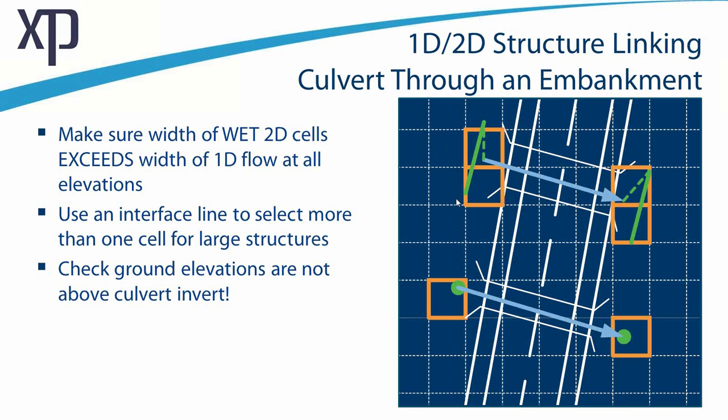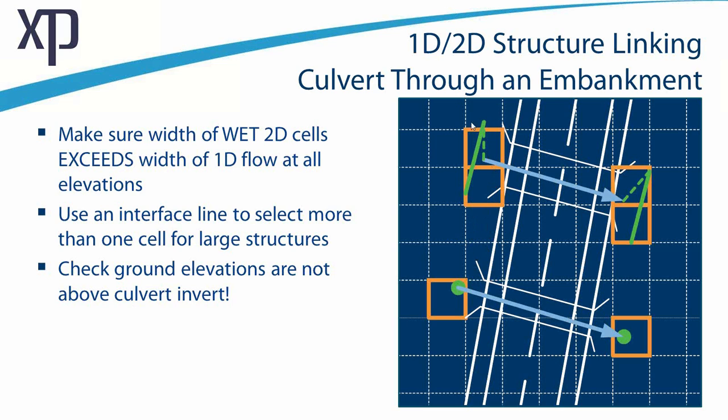So just ensure that if you select enough cells, as demonstrated on the top there, that the width of your 2D cells, and this is your wet 2D cells, so if there's dry cells in there, they're not included, the width of your wet 2D cells at various flow elevations is greater than the width of your structure. So you may need to use a line rather than just snap into a single point.